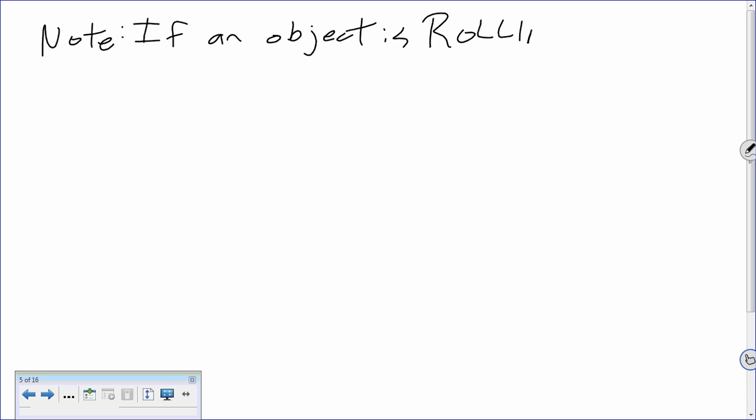All right? So note, if an object is rolling, now when I say rolling, I mean it has to be rolling, not spinning, not sliding. It's got to be literally rolling. So I can't emphasize this word enough.